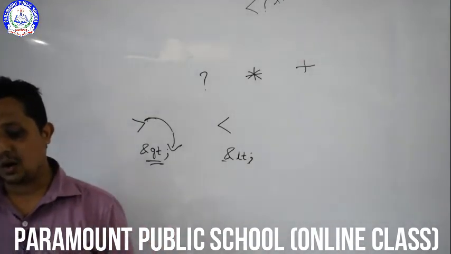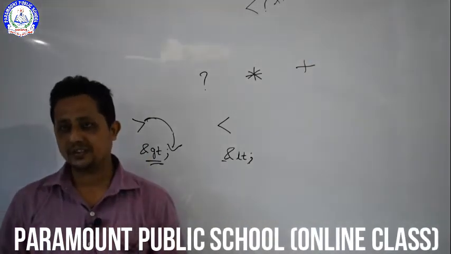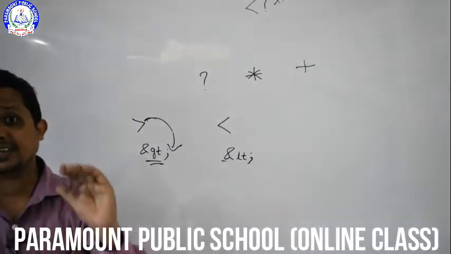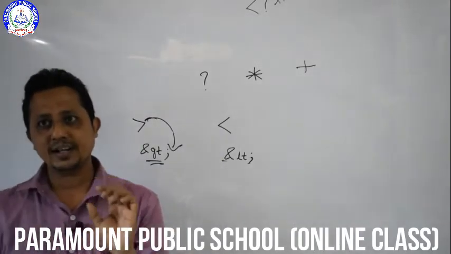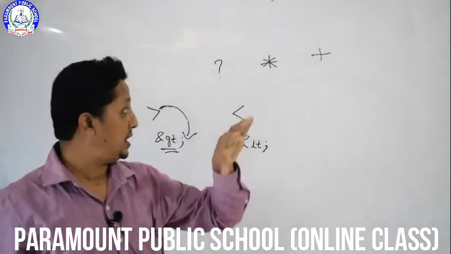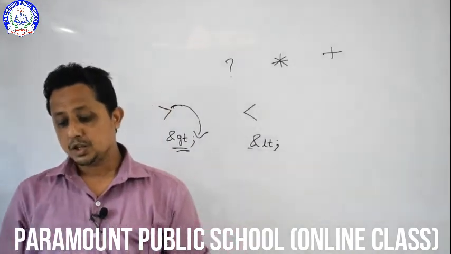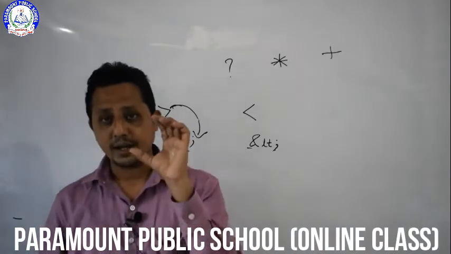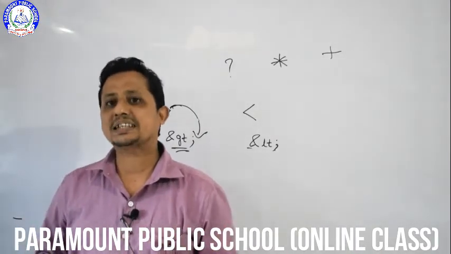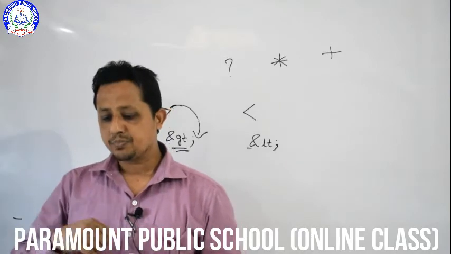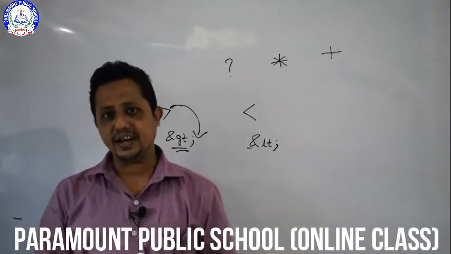So there are basically 2 types of entities: one is predefined, another is user defined. Predefined means those which are already there in the XML application. If some symbols or characters are already present, this is called predefined. And user defined means that we ourselves can define some of the entities. So there are 2 types: predefined entity and user defined entity.